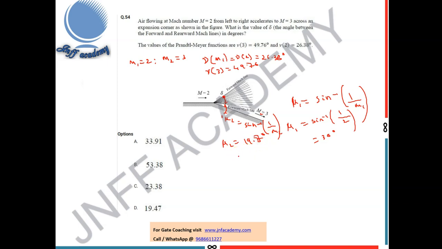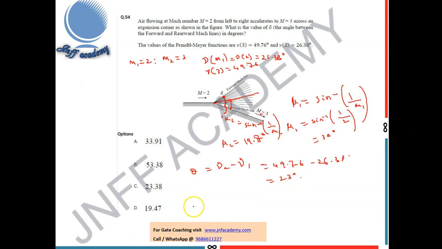Now we want to know the expansion fan angle. This angle we want to know. It is very straightforward: first we want to know the deflection of the flow. Deflection of the flow theta is equal to nu2 minus nu1. Nu2 and nu1 are already given in the question: 49.76 minus 26.38, which will come somewhere close to 23 degrees point something.